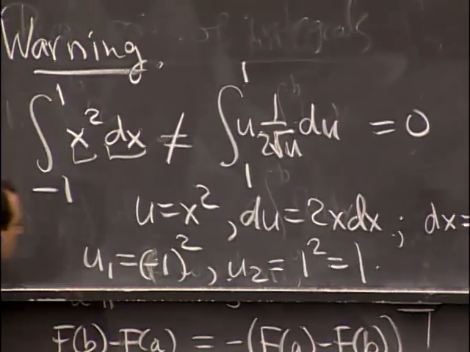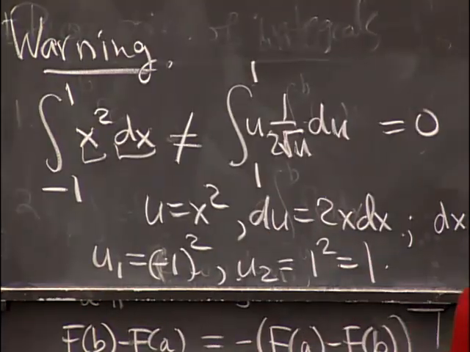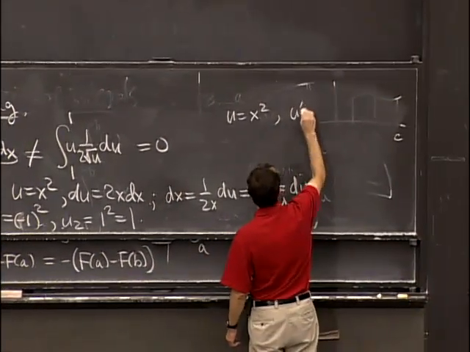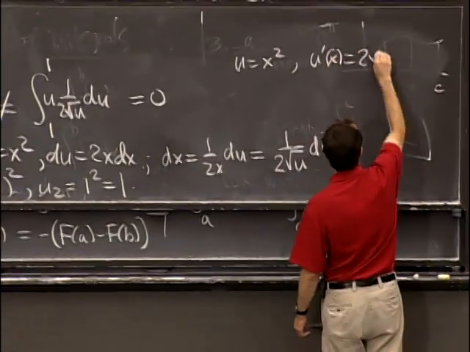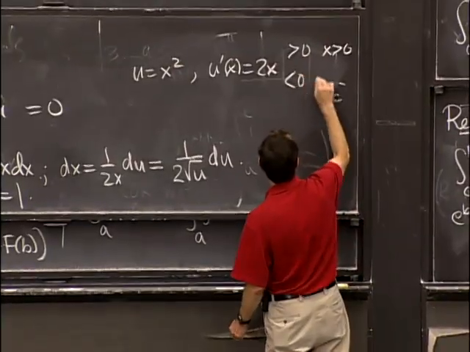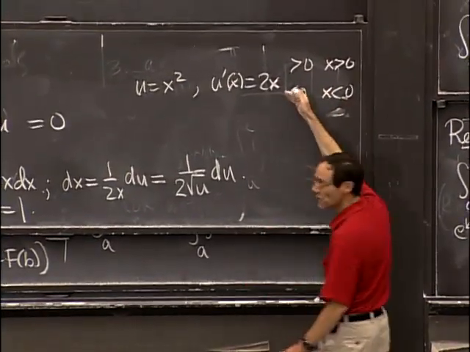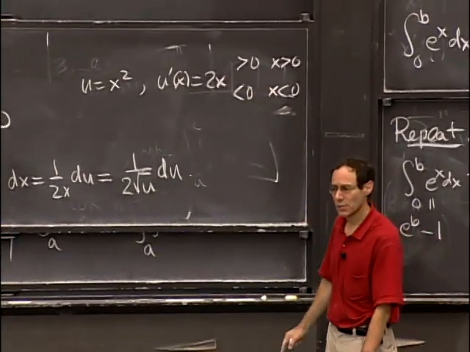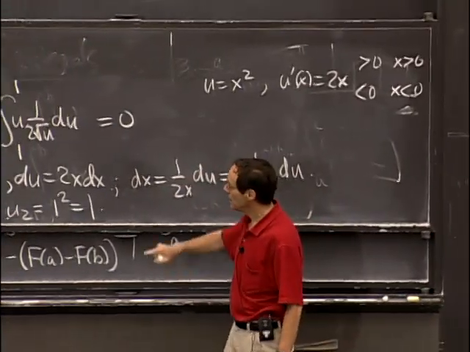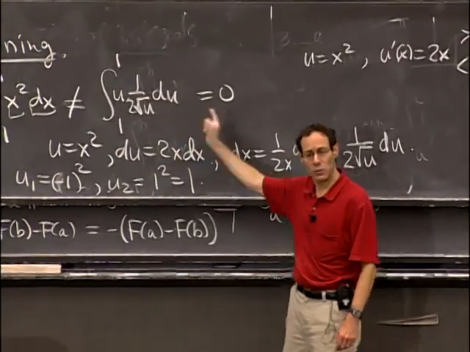And the reason is that u was equal to x squared, and u prime of x was equal to 2x, which was positive for x positive and negative for x negative. And this was the sign change which causes us trouble. If we break it up into its 2 halves, then it'll be OK, and you'll be able to use this.